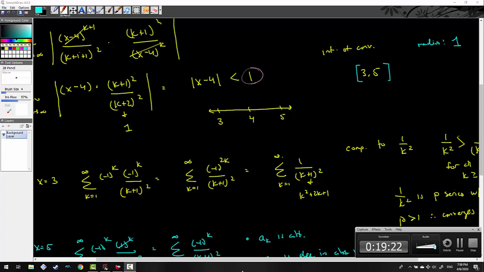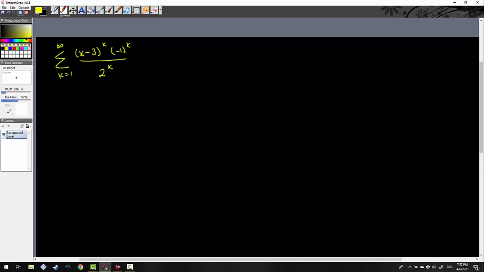Okay, let's see if I can squeeze in one more example. Let's take a look at this Taylor series here, centered at 3. We're going to find the radius and the interval of convergence of this guy. So from here, the limit as k goes to infinity. Again, I'm just employing the ratio test for absolute convergence here.